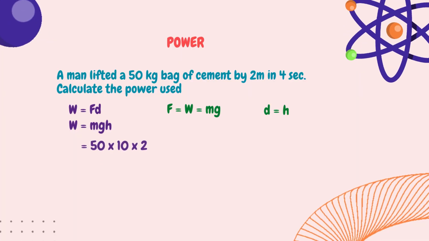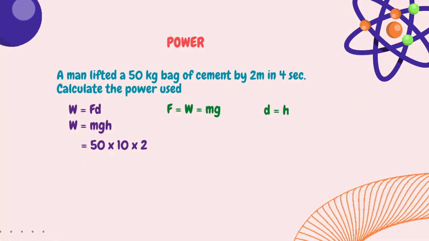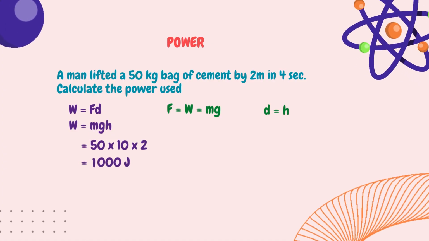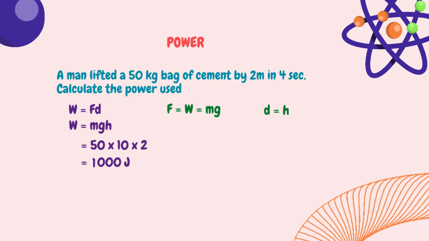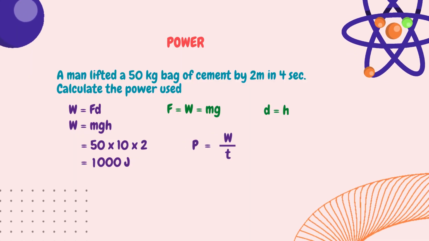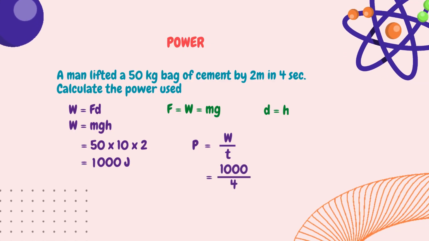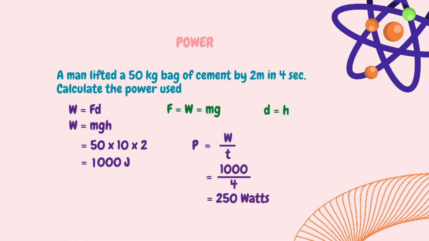The mass given is 50 kgs, gravity is 10 meters per second squared, and height is 2 meters. 50 times 10 times 2 gives 1,000 joules. Now we can calculate power. Power is equal to work done over time. Work done is 1,000 joules and time is 4 seconds. 1,000 over 4 gives 250 watts.